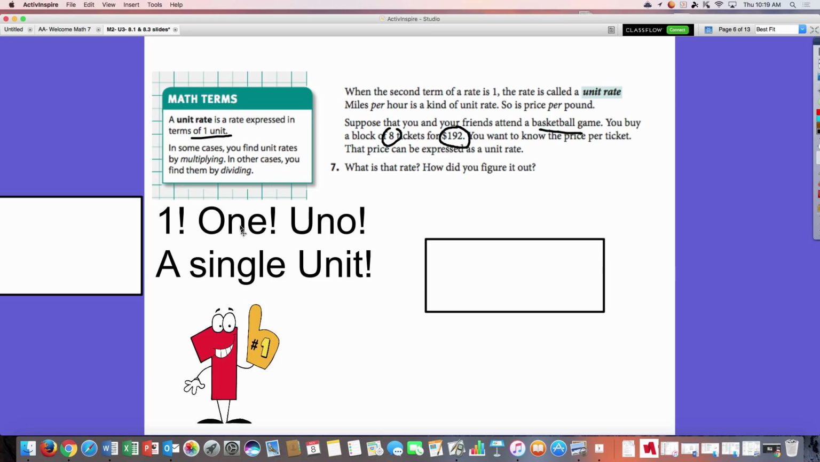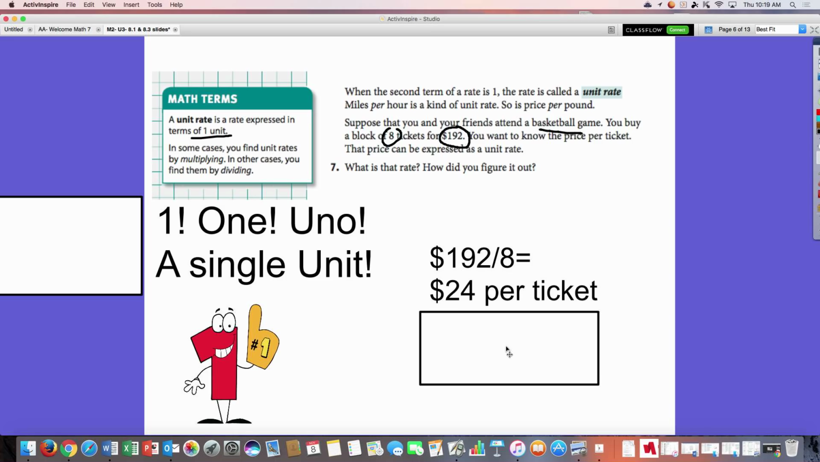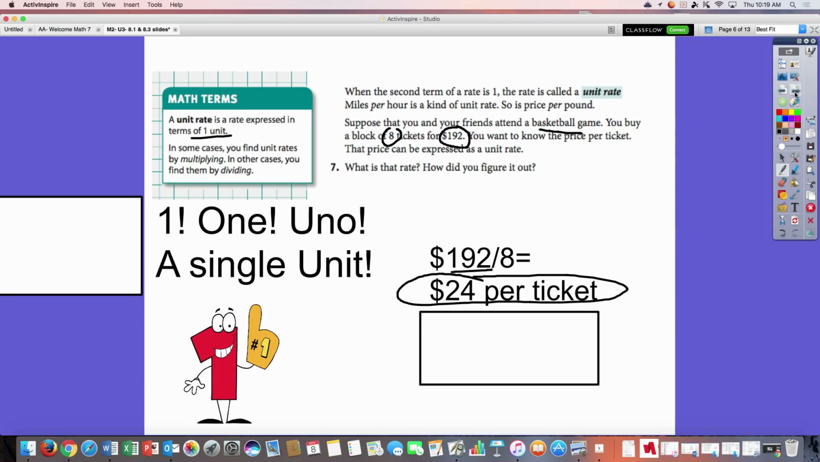Welcome back. Rate 1, uno, a single unit. I bet you got this right. 192 divided by 8, right? If all the tickets cost $192, how do I figure out what 1 ticket costs? Divide it. It's $24 per ticket. Notice how I got the word per ticket on there. In this unit, you're going to see a lot more labels on your answers because all the problems are kind of story-related problems, especially when you talk about a unit, which means 1. Unit rate. 1.